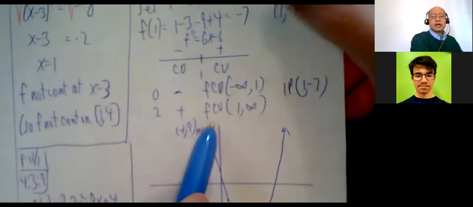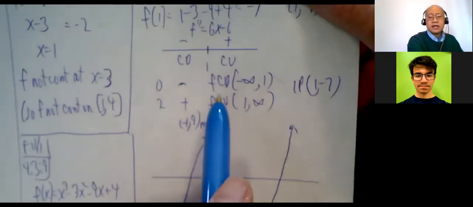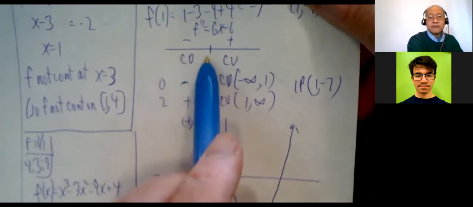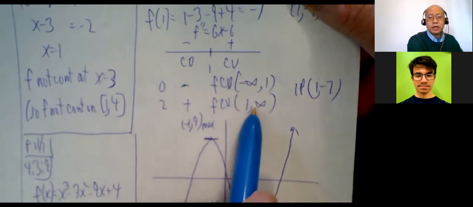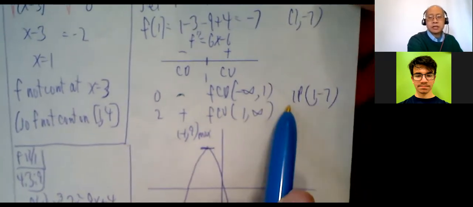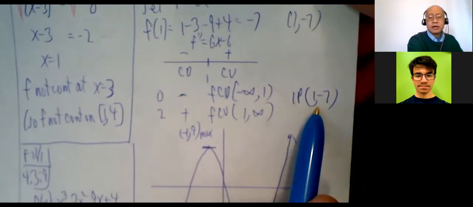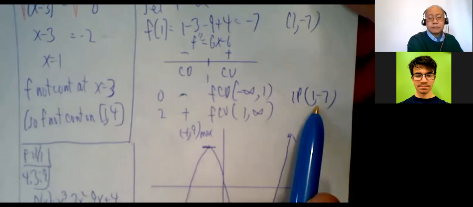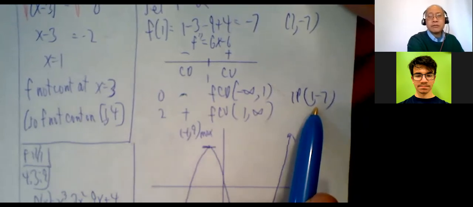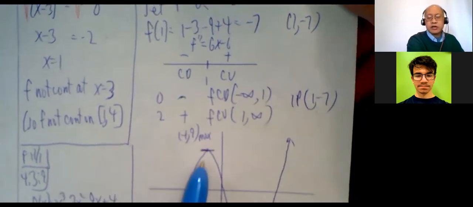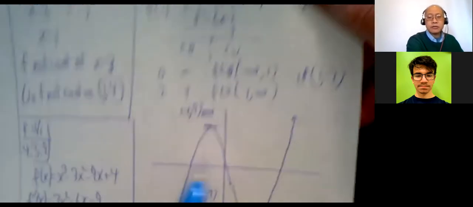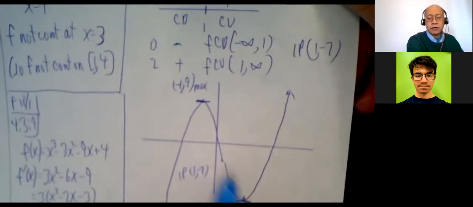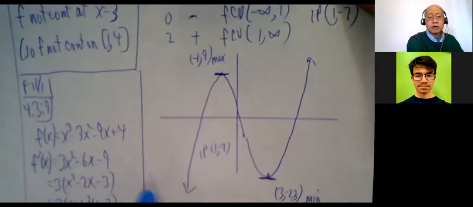So intervals of concavity. F is concave down from negative infinity to 1. F is concave up from 1 to infinity. Therefore, I do have an inflection point at 1 comma negative 7. And you would be really hard pressed to come up with all these points if you just graph points randomly. But by techniques of the calculus, we can find where's the highest point, where's the lowest point, where's the inflection point. Okay, so here's the whole graph.